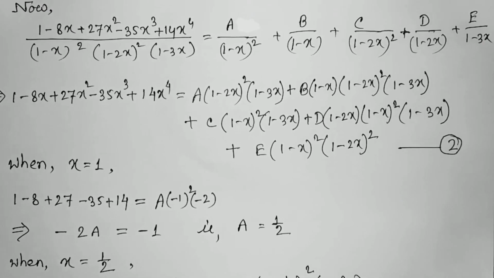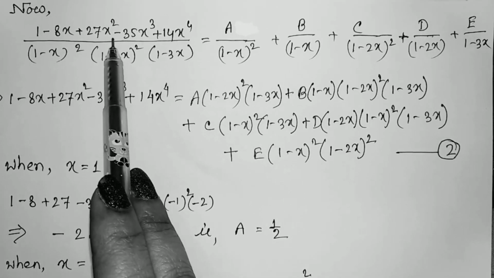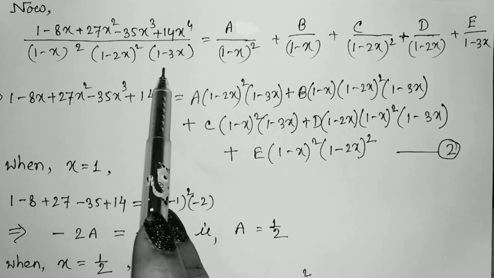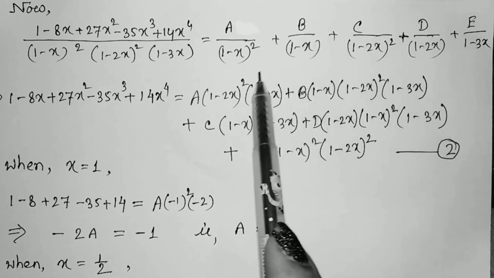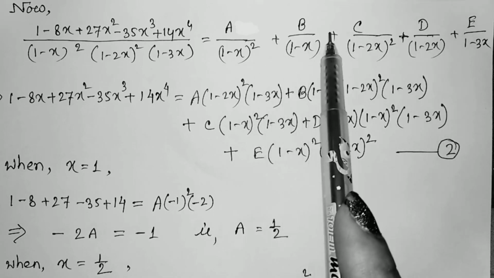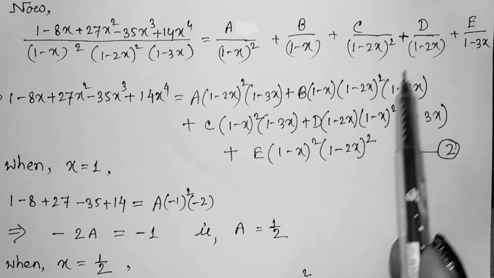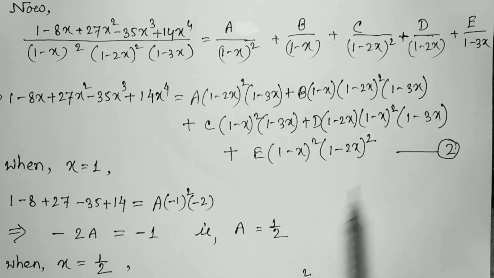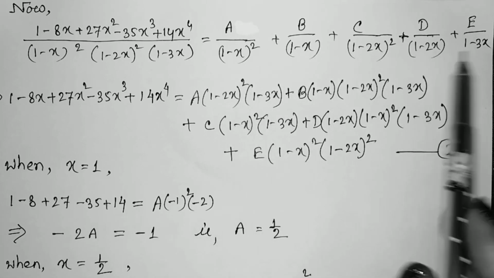So now this function (1 - 8x + 27x² - 35x³ + 17x⁴) divided by should be split into these 5 factors: A/(1 - x)² + B/(1 - x) + C/(1 - 2x)² + D/(1 - 2x) + E/(1 - 3x). Now from here we are supposed to find out the values of a, b, c, d and e.